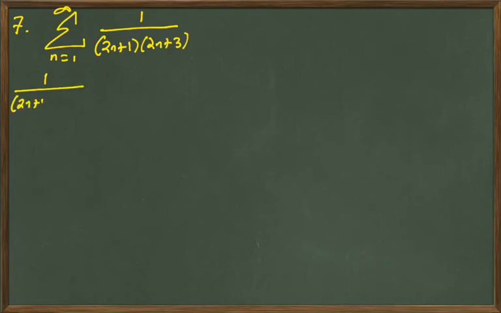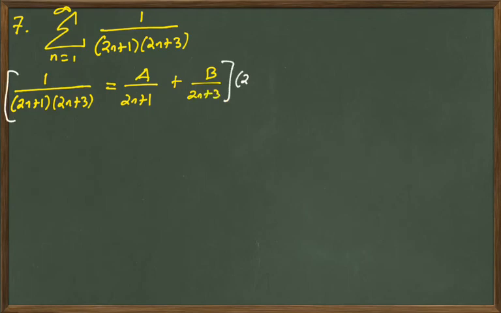So we're going to use something we're familiar with. We're going to use partial fraction decomposition. We're going to write 1 over (2n plus 1) times (2n plus 3) as A over 2n plus 1 plus B over 2n plus 3. We're going to go ahead and clear the fractions and multiply by 2n plus 1 times 2n plus 3.